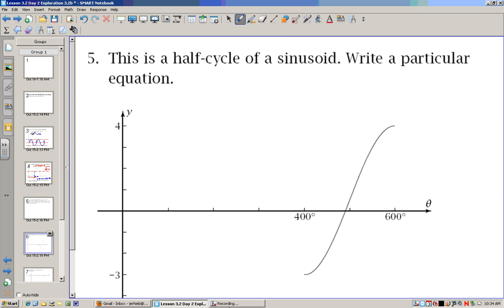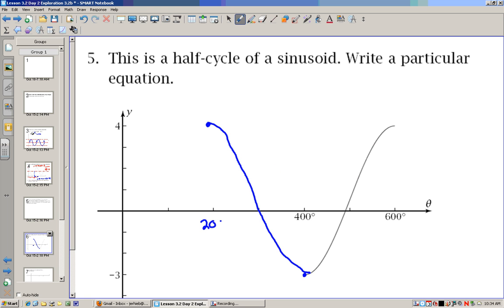All right, for number 5, they give you a half of a cycle, and they want you to find the equation. So the first thing I would do is finish a full cycle, and then find the equation. So take a minute, pause the video, and see what you come up with. All right, hopefully you have a nice equation. This goes 200 for half the equation, so the other half would have to start here and come down like this. It's not exactly symmetric, but it'll do for the problem.